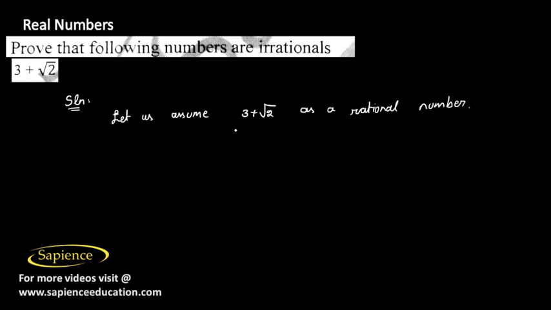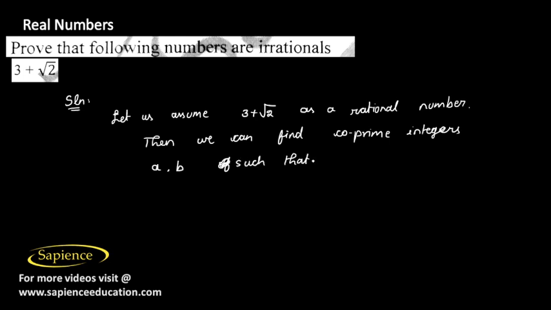Since if this is a rational number, then we can find co-prime integers a and b such that 3 plus root 2 is equal to a by b, where b is not equal to 0. Since we assume this as a rational number, we can write it in this standard form for rational numbers.